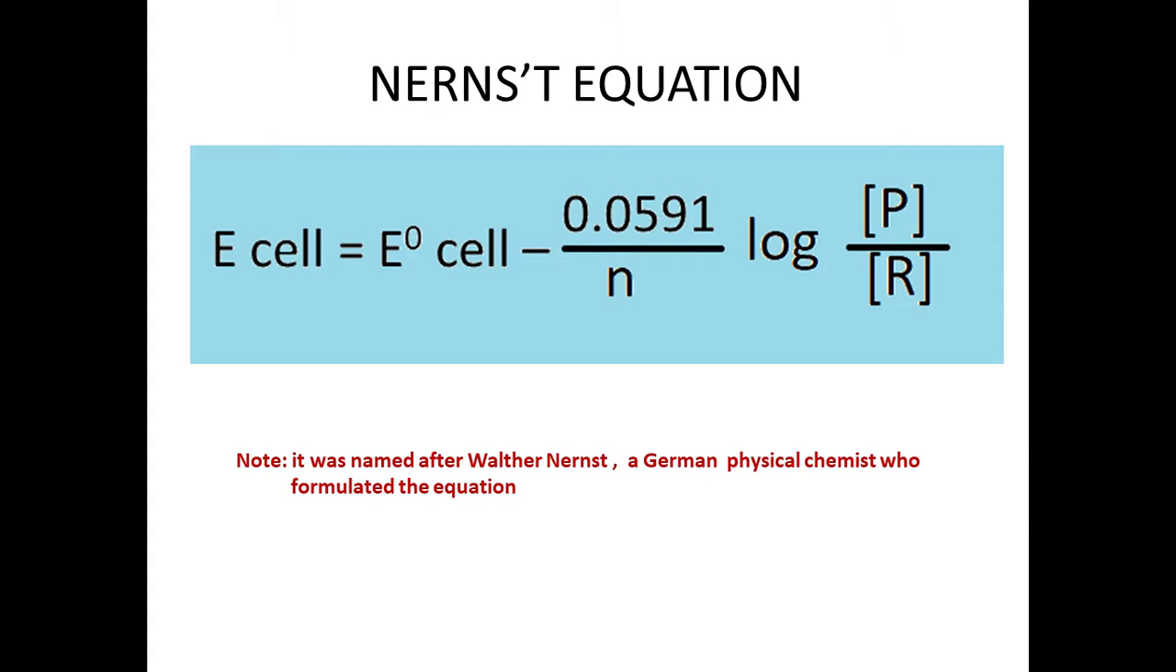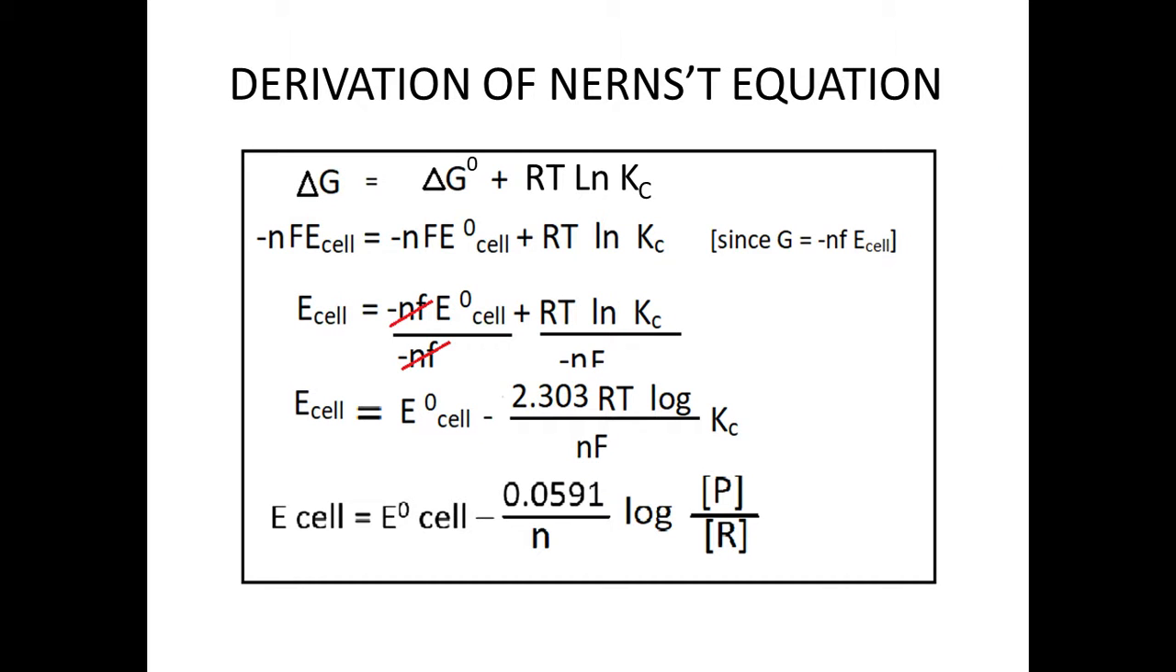I also include the derivation of this Nernst equation in our next slide. You can see here there is the derivation. If you see from the concept of class 11 chapter 6 thermodynamics, we got this equation: del G is equal to del G naught plus RT ln Kc. What about this del G? Del G is the change in Gibbs free energy, and del G naught is the standard change in Gibbs free energy.